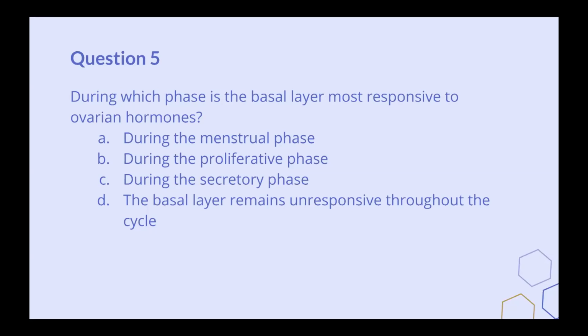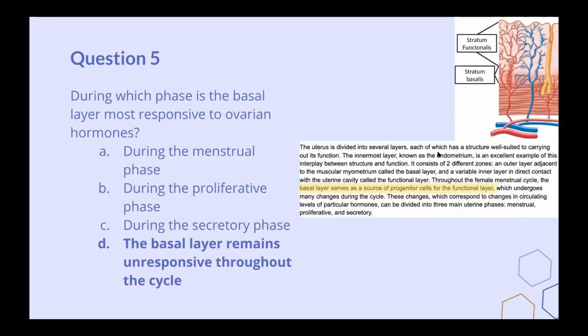Okay, so again, I had no idea what the basal layer was before I came across this passage. This is another example of where you would use your passage and your highlighted terms to answer a question. So going back to the passage, this is something that I would have highlighted because it tells me the function of something I've never heard of. The basal layer is a source of progenitor cells for the functional layer, which undergoes changes throughout the cycle, so building and shedding. It's not logical for the basal layer to go through changes because it's the source for stem cells. It's what allows the functional layer to build and shed over and over again.